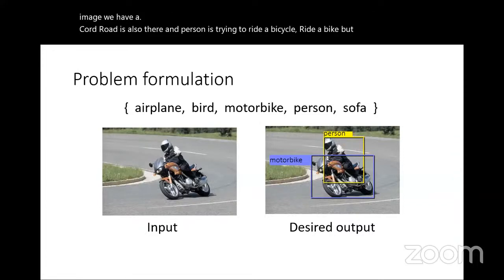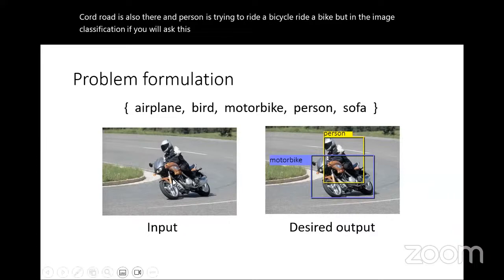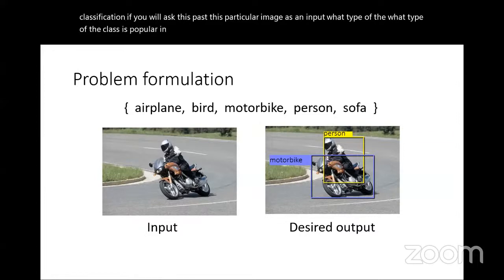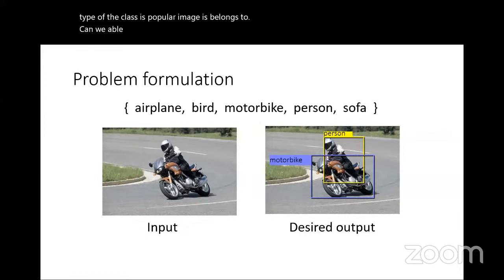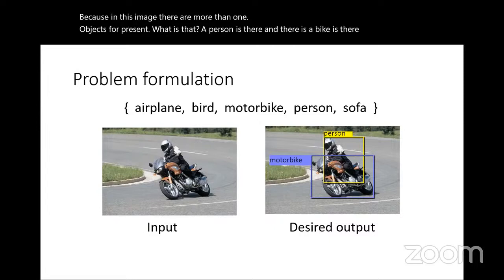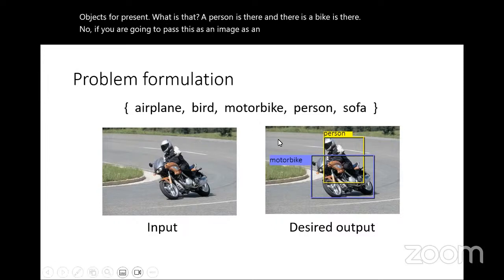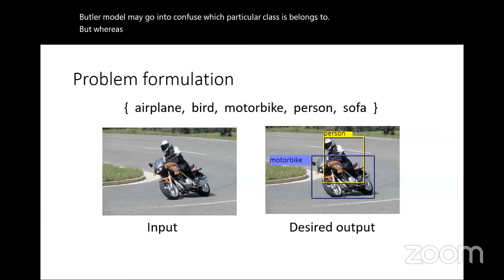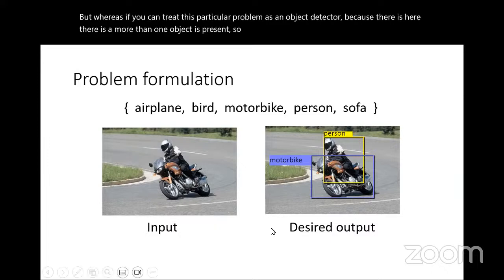But in image classification, if you pass this image as an input and ask what class it belongs to, can we say? In this image there is more than one object present: a person and a bike. If you pass this image as an input to a classification model, the model may get confused about which class it belongs to. Whereas if you treat this problem as an object detector, because more than one object is present, the outcome will be like this.